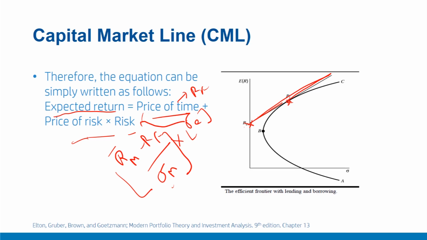For any security lying on this line, the expected return can be broken into two components. First is the price of time, which is nothing but delaying consumption or time value of money, represented by RF. The second term is the price of risk, which is taking on the risk of this risky asset, which is price of risk, RM bar minus RF upon sigma M, multiplied by the total risk of that efficient security. Depending upon where on this line segment you stand, you will have some value of sigma E, which is the risk of that efficient security. And this tangency line eventually becomes your capital market line.